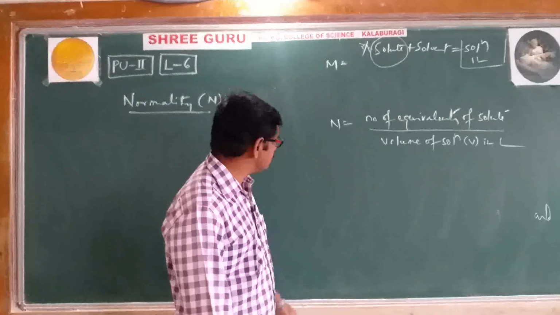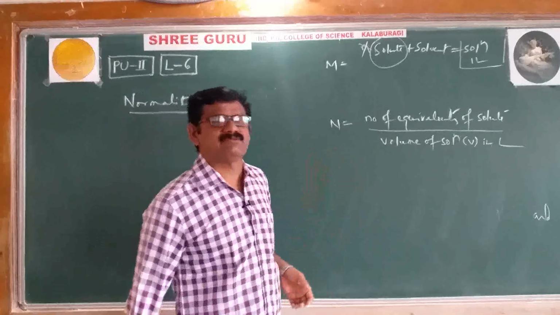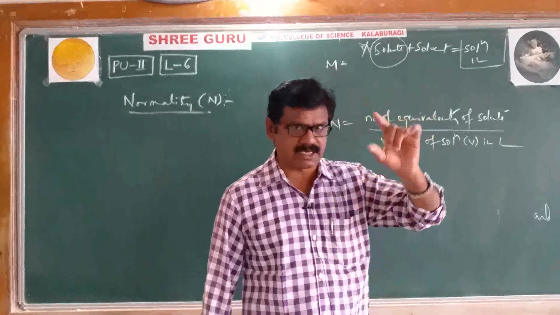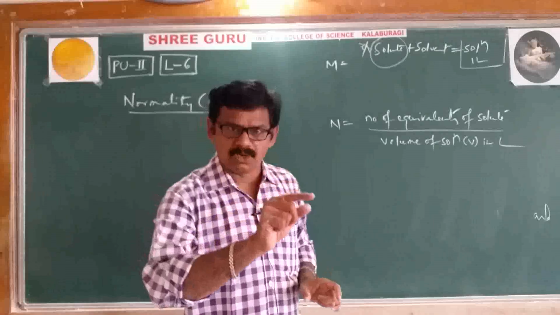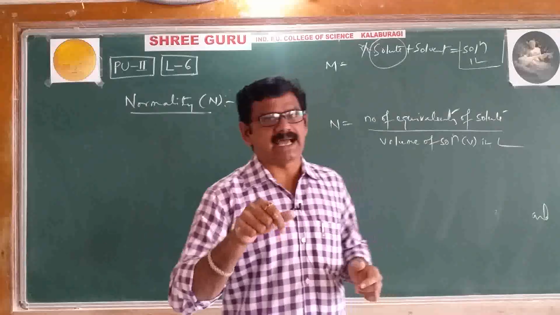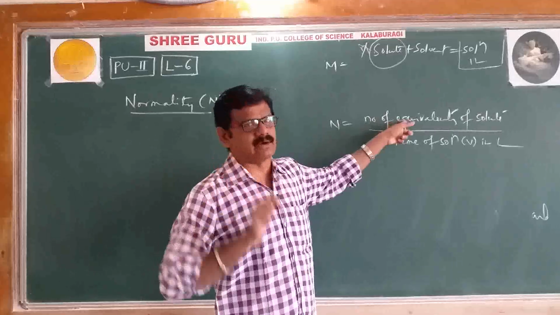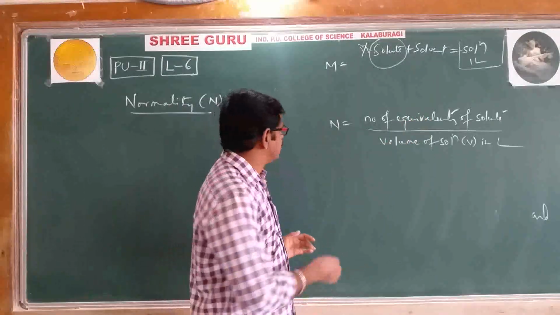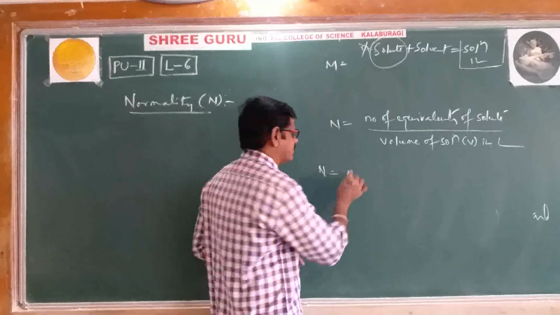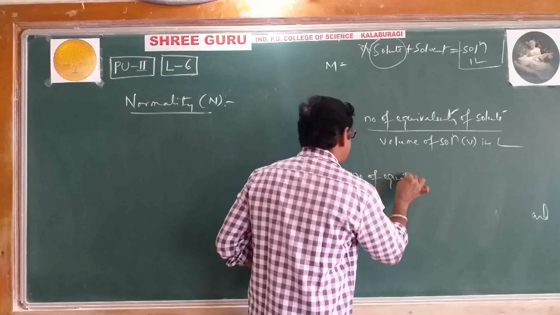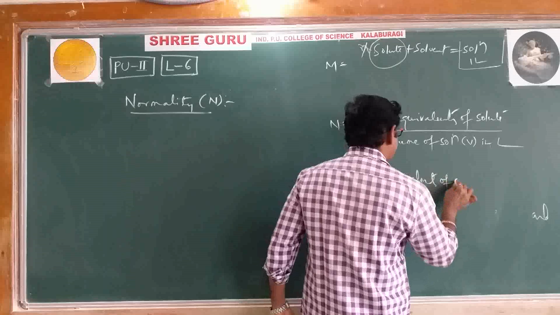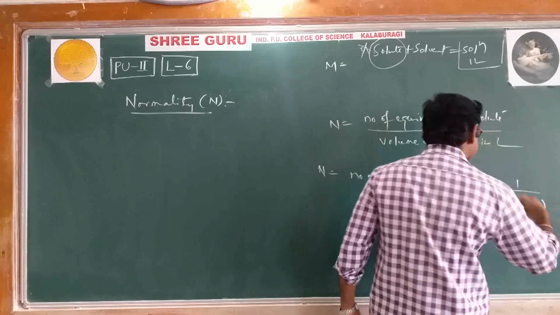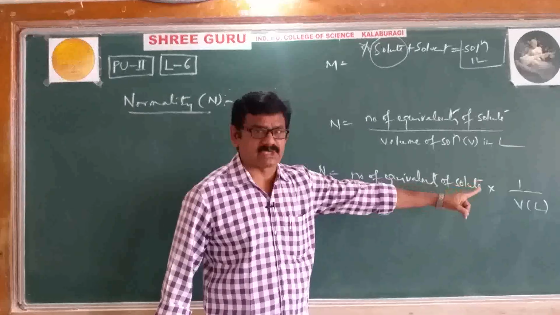Now here in case of molarity, the number of moles of solute present in 1 liter volume of solution, there moles is nothing but mass by molar mass. Exactly, so what do we have to write for equivalents of solute? Let's discuss. Therefore normality is equal to the number of equivalents of solute into 1 by V, where V is the volume of solution in liters.